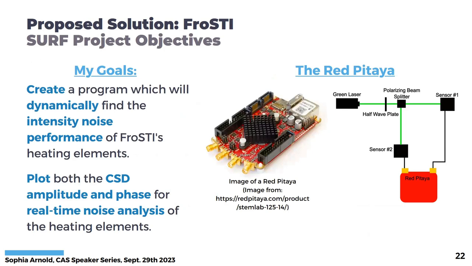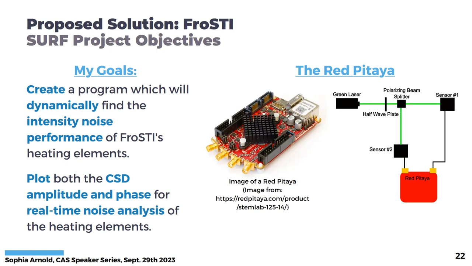So let's get into what I actually did. My goals: I wanted to create a program or GUI that would dynamically find the intensity noise performance of Frosty's heating elements. And then I wanted it to be able to plot both the CSD amplitude and the phase for a real-time noise analysis of the heating elements. And this is what I used to get the signal.